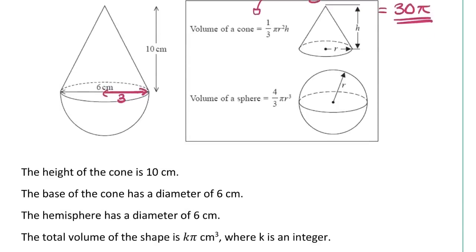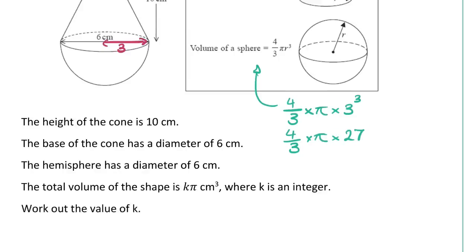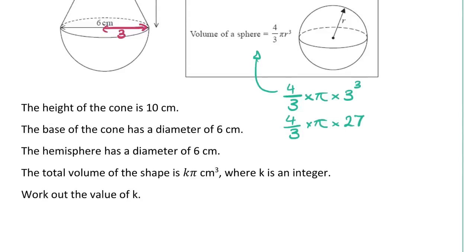We'll have a look at the sphere as well. It is a hemisphere, so we will want to halve this formula, or just work it out and then I'll divide our answer by 2. But let's have a look. So we have 4/3 times pi times the radius cubed, so 3 cubed. So that is 4/3 times pi. 3 cubed is 3 times 3 is 9, times 3 again is 27, so times 27. And now I have 4/3, I need to times by 27. That's just 4/3 of 27.